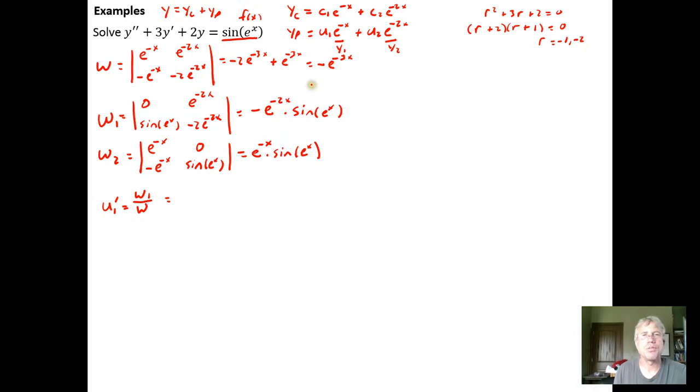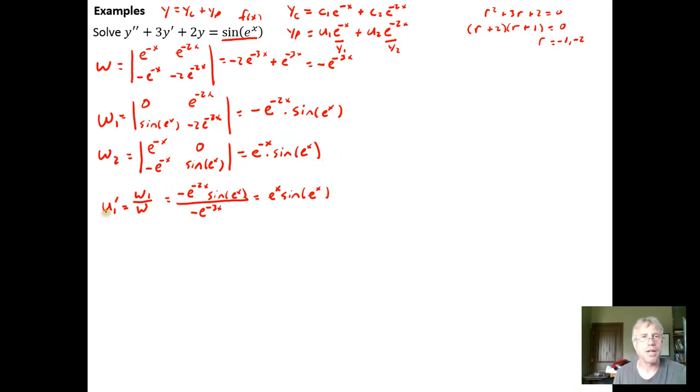So that ratio is going to be, w sub 1 is going to be negative e to the negative 2x times the sine of e to the x, and this is going to be over w, but w is the opposite of e to the negative 3x, so the opposite of e to the negative 3x, and that simplifies to e to the x sine of e to the x.